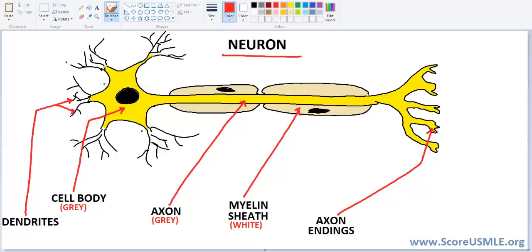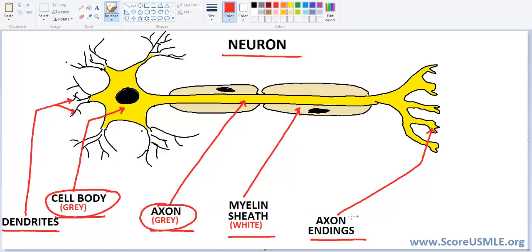Now you can see this is a typical neuron with dendrites labeled right there and the cell body. Then there's an axon, and then the myelin sheath, and then the axon endings. You can see all those parts in the diagram. Now I want you to know very clearly what parts are gray and what parts are white. So the cell body is gray, as I've already mentioned here. The axon is gray too, and the axon endings are always gray. Don't worry about them. But what is white? It's the myelin sheath. Now what makes the myelin sheath white? It's the lipids in the myelin sheath that make it white.